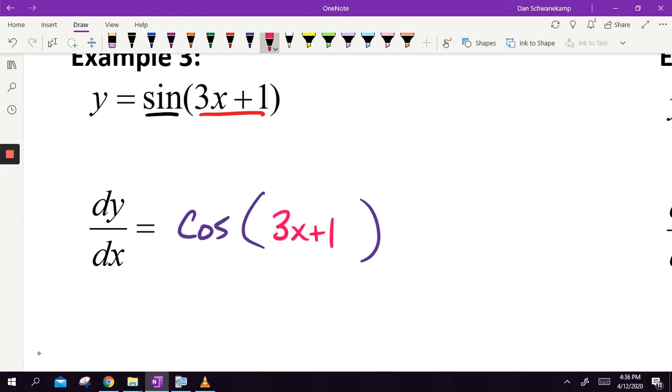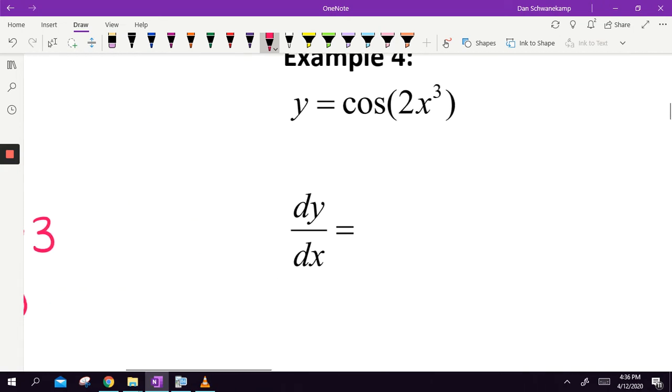And then we're going to multiply by the derivative of the inside. The derivative of the inside here is going to be 3. So my final answer is 3 cosine 3x plus 1. You don't have to rewrite it, but it's the same thing. Derivative of the outside, rewrite the inside, derivative of the inside.